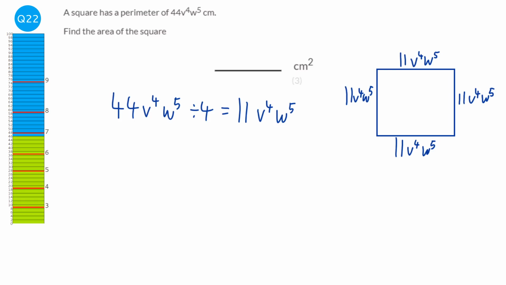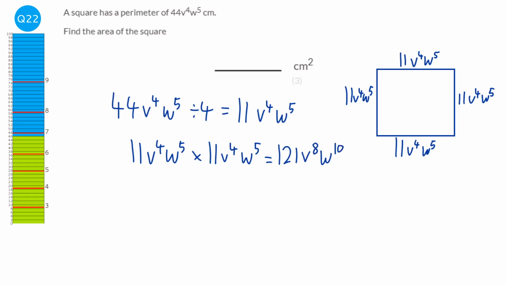And to work out what the area is, we obviously are going to square that. So we're going to do 11 v to the power 4, w to the power 5, and we're going to just times it by itself, which is what squaring means. Okay, so we're going to times the 11s together, so that's going to be 121. Going to times the v to the power 4s together, and remember with indices, if you times 2 powers of the same base, and they're both v, then we just add the powers together, so that'd be 8. And we're going to add the w to the power 5s together, so that makes 10. So it's 121 v to the power of 8, w to the power of 10.